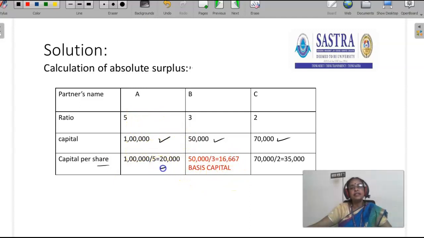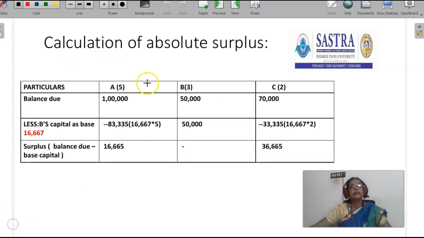1 lakh divided by 5 is 20,000. 50,000 divided by 3 is 16,667. 70,000 divided by 2 is 35,000. So this is the least one, and so B's capital should be taken as the basis capital. Then we have to find out the surplus capital. Balance due is 1 lakh rupees for A, 50,000 rupees for B, 70,000 rupees for C. Then the basis capital is B's.